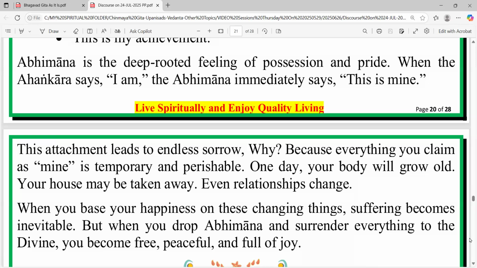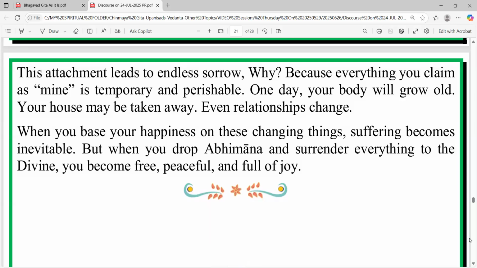This attachment leads to endless sorrow. Why? Because everything you claim as mine is temporary and perishable. One day, your body will grow old, your house may be taken away, even relationships change. When you base your happiness on these changing things, suffering becomes inevitable. But when you drop Abhiman and surrender everything to the divine, you become free, peaceful, and full of joy.